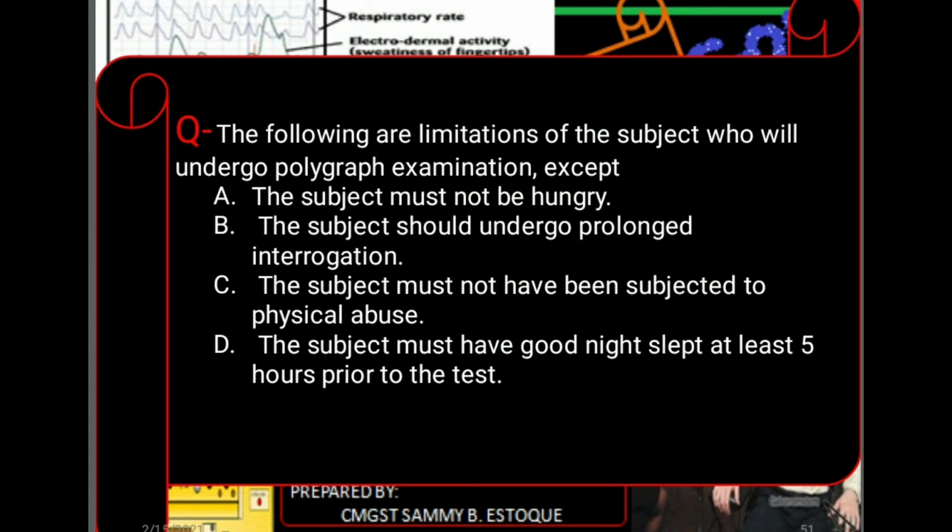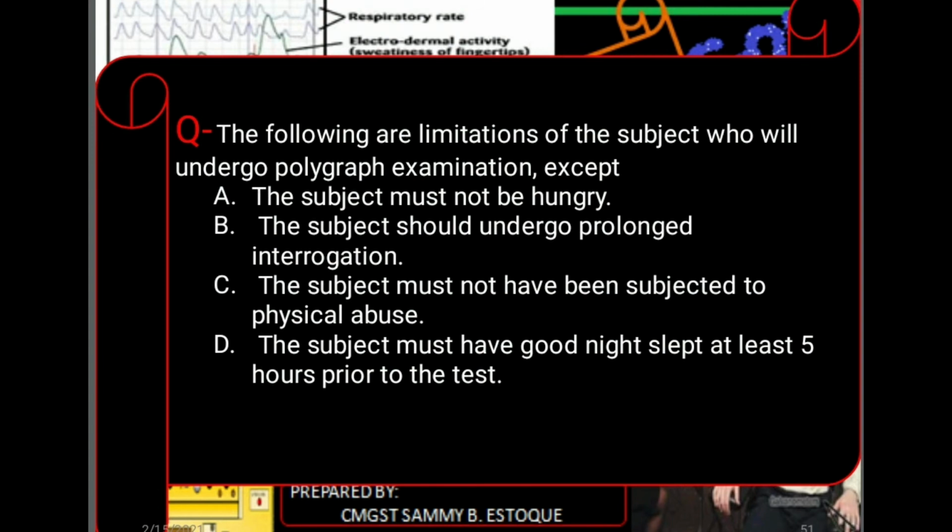Tatandaan nyo, yung pong tao dapat na mag-undergo ng polygraph examination, dapat hindi po gutom. Hindi po dapat subjected sa physical abuse yung pong tao. Baka naman nagkaroon lamang ng consent dahil sa pamimilit, so napipilitan lang. Hindi po pwede yon. Then Delta, the subject must have a good night's sleep of at least 5 hours. Tandaan po, 5 oras po dapat ang tulog. Minimum po yan, mga kapangarap.